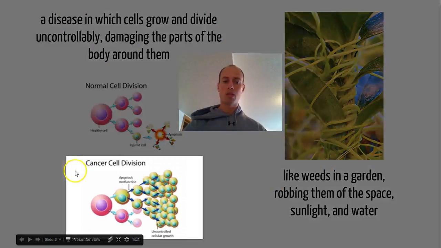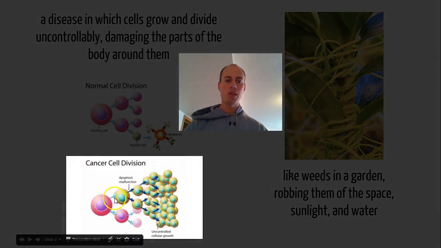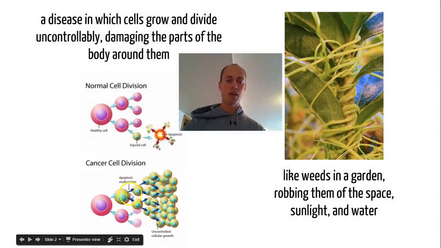What happens with cancer is different. Okay, there might be an injured cell, and for some reason or another, apoptosis, that self-destruction, doesn't occur. And this cell that is injured not only requires the nutrients and the things that every cell needs, taking them away from other cells, but they continue to grow and then divide uncontrollably. And soon enough you have a tumor or something that can really affect the whole body's health.